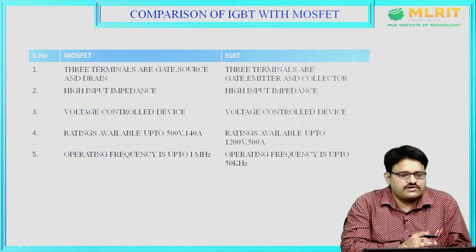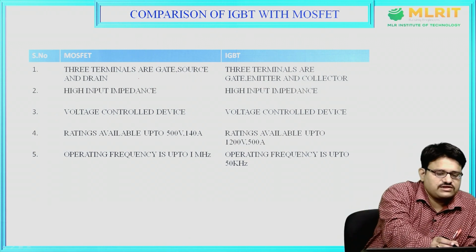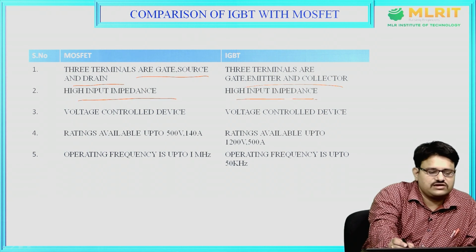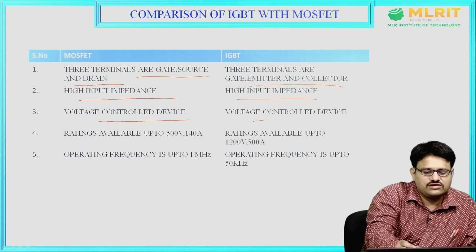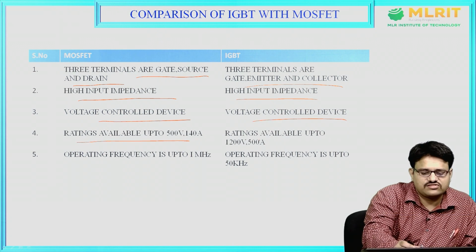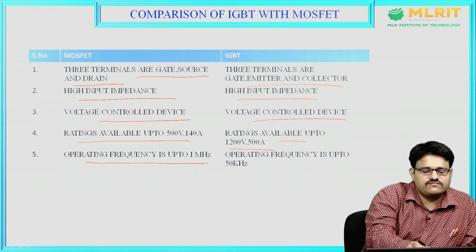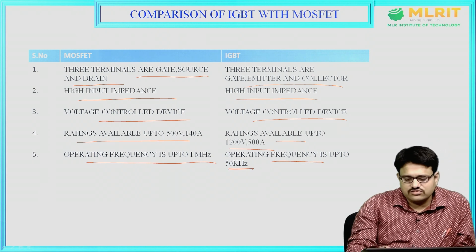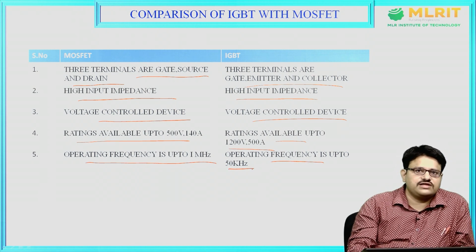So, comparison of IGBT with MOSFET. The three terminals of the MOSFET are gate, source and drain. Here the three terminals are gate, emitter and collector. High input impedance, here also high input impedance. Voltage control device, here also a voltage control device. MOSFET ratings are available up to 500 volts and 140 amperes. Here IGBT ratings are available up to 1200 volts and 500 amperes. MOSFET operating frequency is up to 1 megahertz. Here IGBT operating frequency is up to 50 kilohertz. So these are the differences between IGBT and MOSFET.